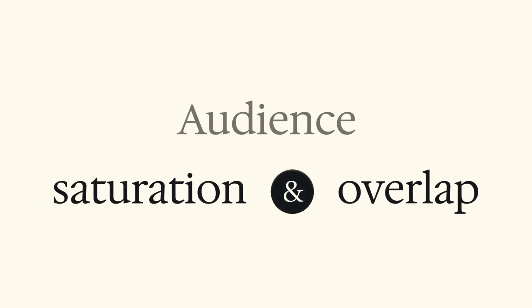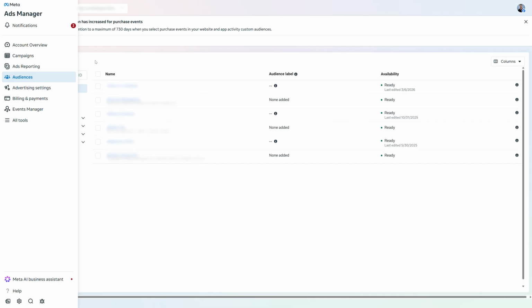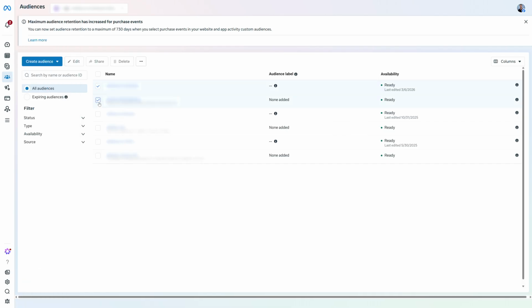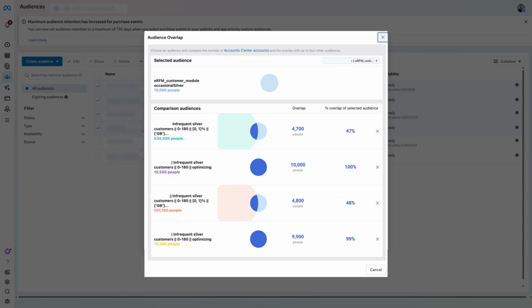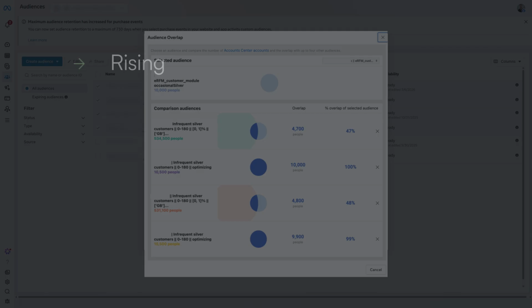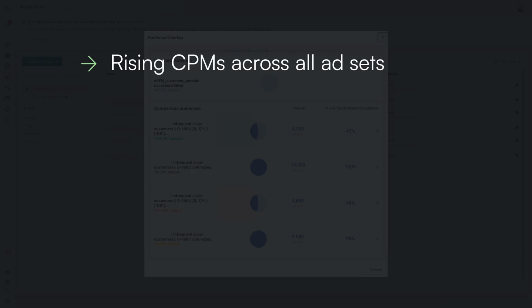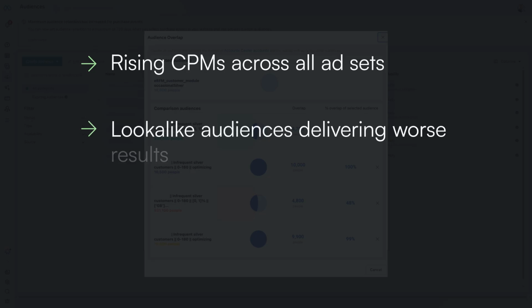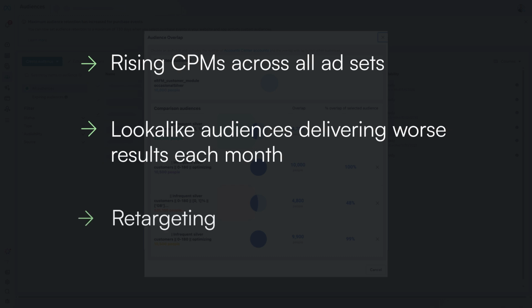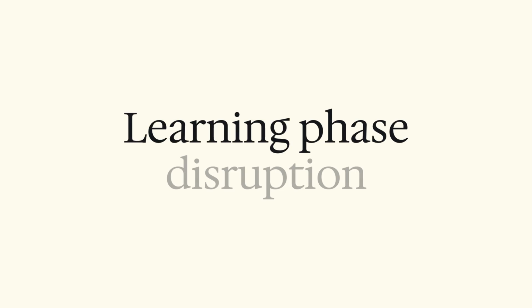Audience saturation and overlap. If you're running multiple ad sets targeting similar interest groups, they're bidding against each other in the same auction. Use Meta's audience overlap tool. Select 2 or more ad sets, click inspect, and look at the overlap percentage. Anything above 30% means you're competing with yourself. Signs of broader saturation: rising CPMs across all of your ad sets, even when you swap creatives, lookalike audiences delivering worse results each month, and retargeting pools shrinking below 1,000 users. A saturated audience is exhausted. The fix is broadening your targeting or finding new interest categories instead of raising the budget.